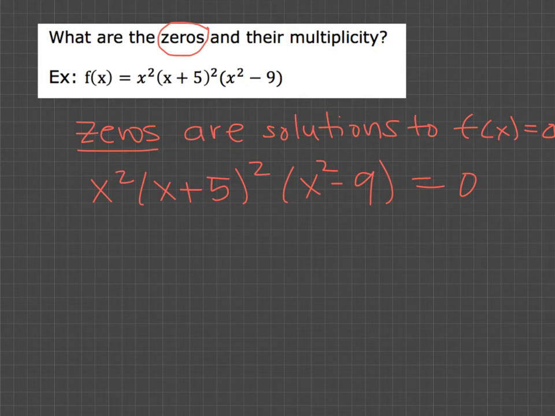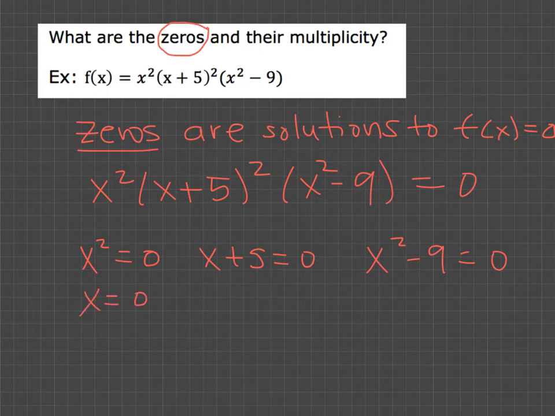So we have 3 factors that we can set equal to 0. x squared equals 0. x plus 5 equals 0. x squared minus 9 equals 0. So here we get x equals 0. All right, that is a zero. And now we want to think about what its multiplicity is. Well, that goes along with the exponent that that zero comes from. So the zero of 0 has multiplicity of 2.